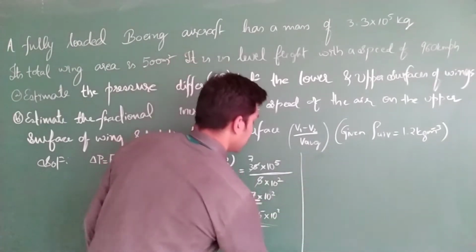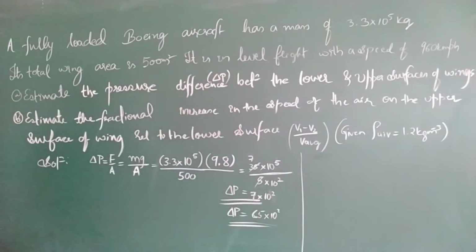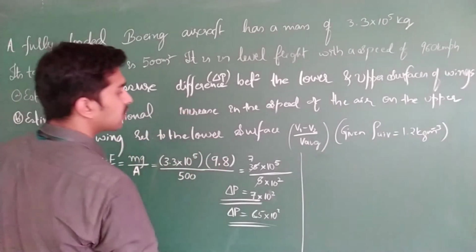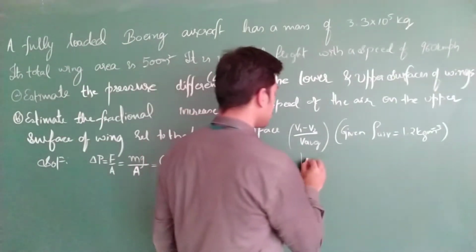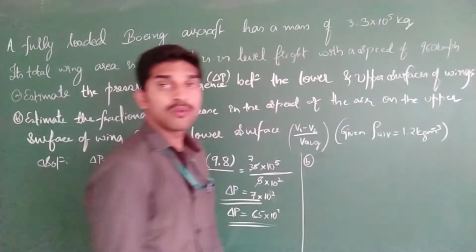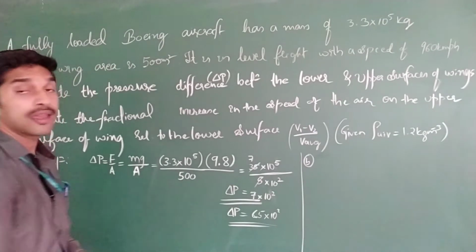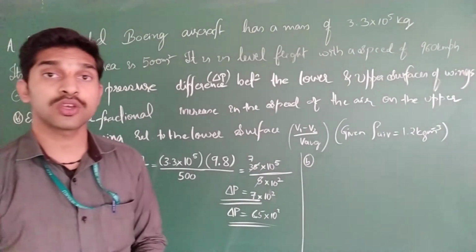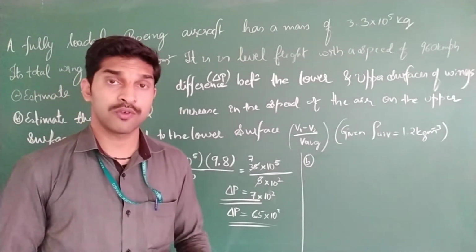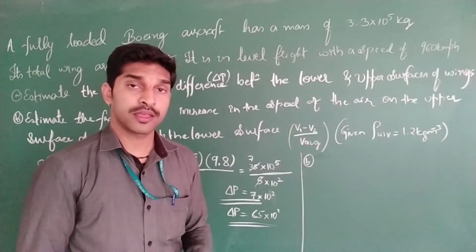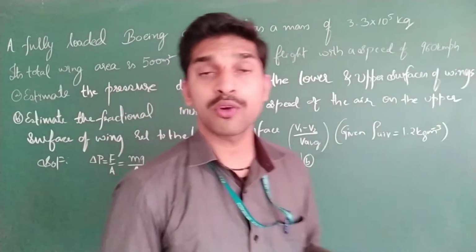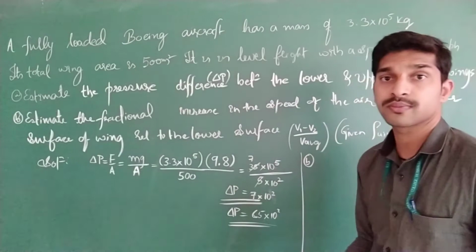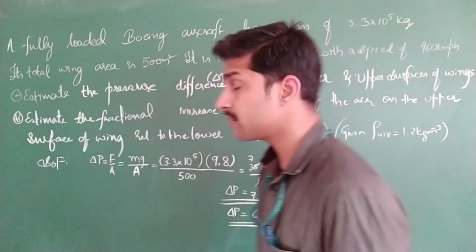Next point, what they are asking: estimate the fractional increase in the speed of the air on the upper surface of the wing relative to the lower surface. How can we proceed for this? Can you tell me? What is the formula we got by deriving in case of venturimeter? Can you just recollect that formula? What you had got, delta P is equal to? Yes, anyone?